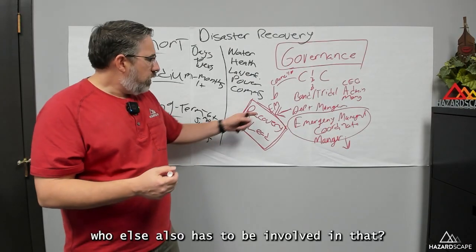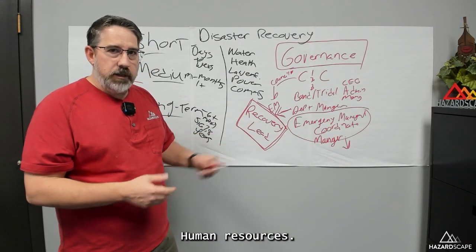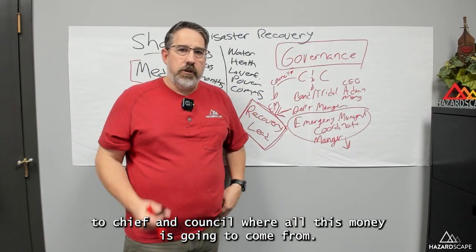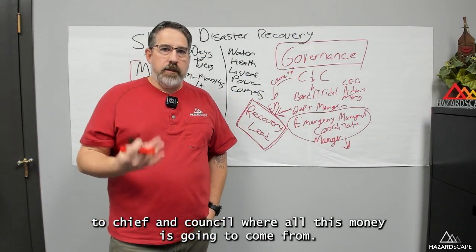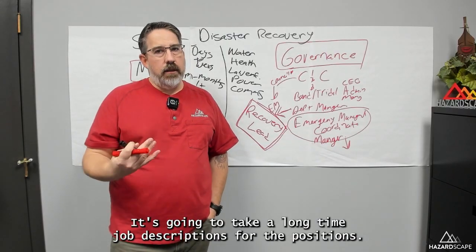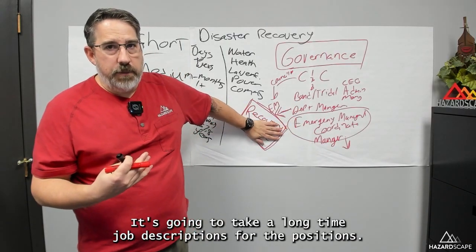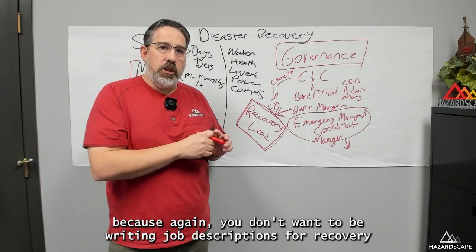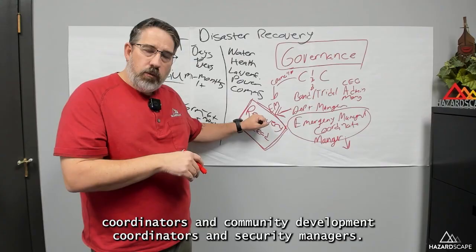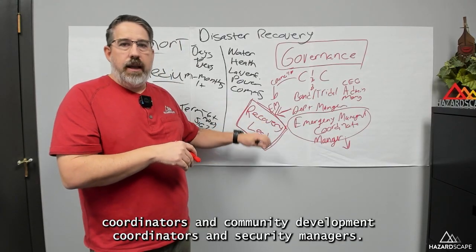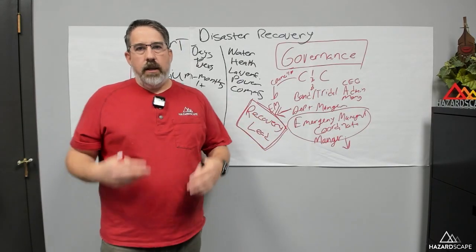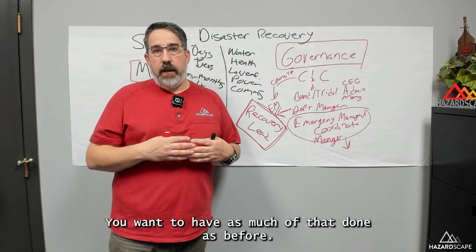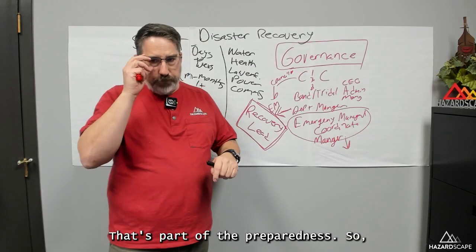So who else also has to be involved in that? Human resources. You're having to coach and explain to chief and council where all this money is going to come from. You've got to hire. It's going to take a long time. Job descriptions for the positions, that's all going to be done up front. Because again, you don't want to be writing job descriptions for recovery coordinators and community development coordinators and security managers during the response. You want to have as much of that done as before. That's part of the preparedness.